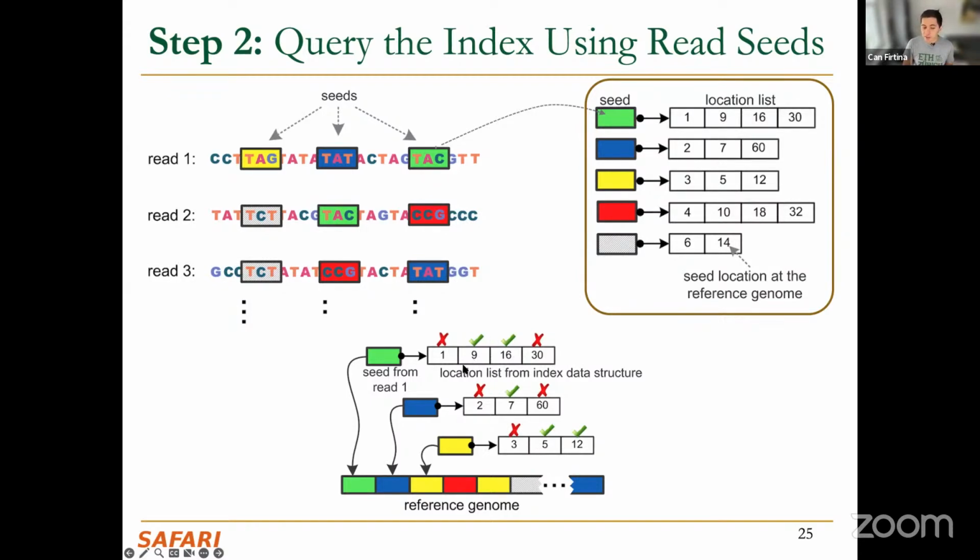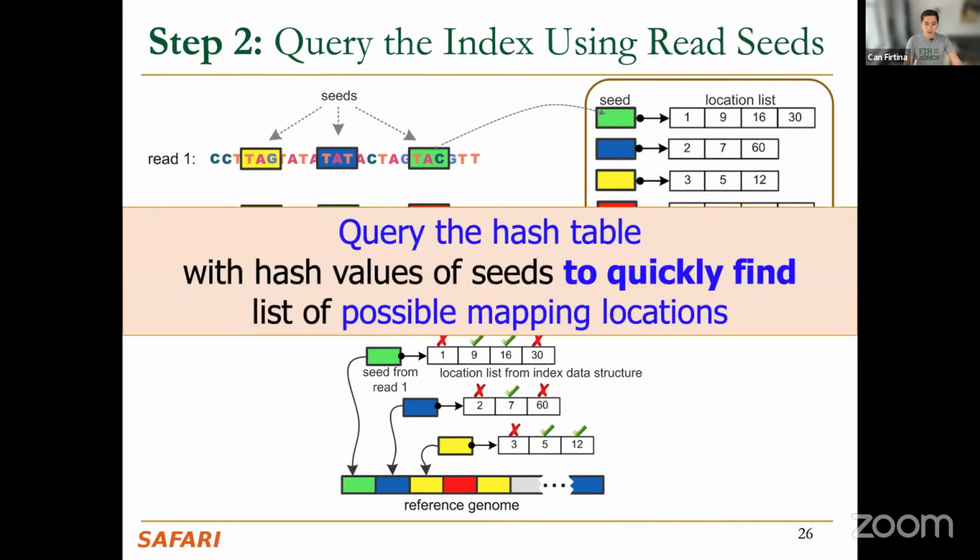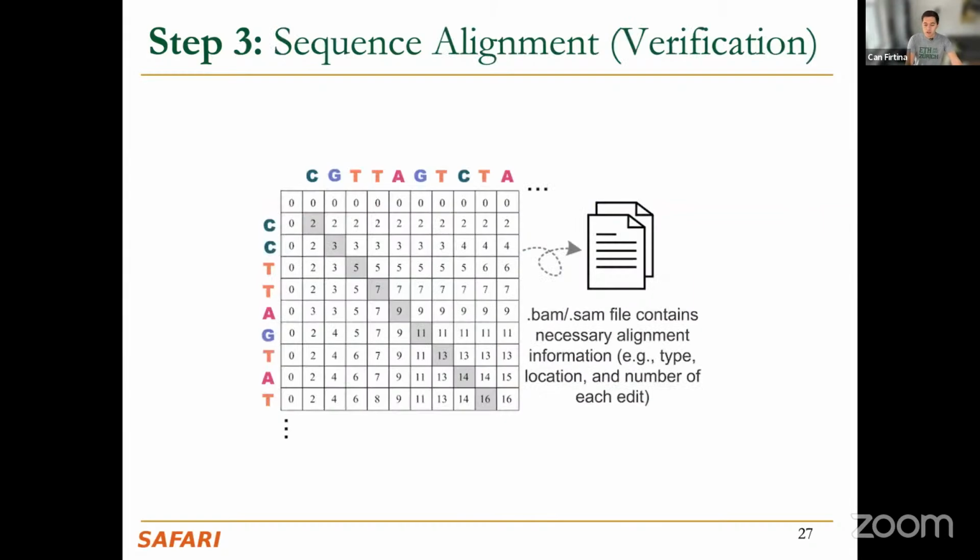Or there are some other filtering techniques that quickly filter out some unlikely positions. It's important to do so, because if we still apply the alignment algorithm for every position that we get from the reference genome, it may be too costly. Maybe there are some obvious positions that we can quickly eliminate before doing the alignment, so that it won't be a costly search algorithm. So there are some heuristics and optimizations over here, as you can see. So essentially, querying the hash table with hash values of seeds enables us to quickly find a list of possible matching locations. So this was the second step.